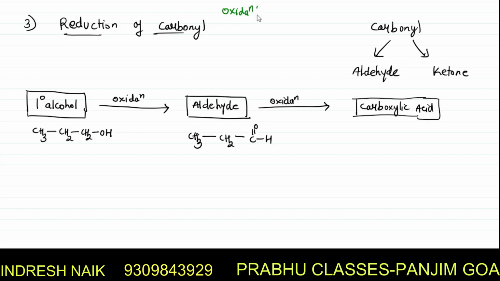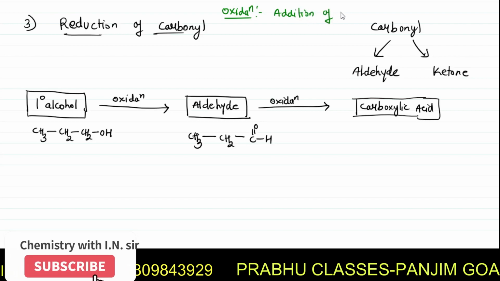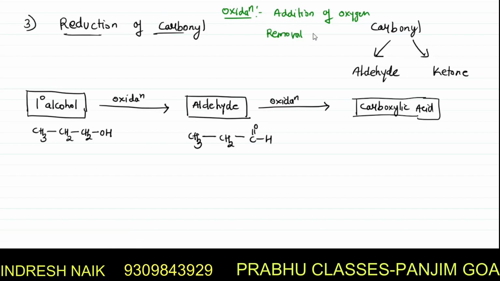I'll consider two definitions of oxidation. One is addition of oxygen, and the other is removal of hydrogen. There are more, but I am just focusing on these. So, removal of the hydrogen. If you see, there is a removal of the hydrogen, right? On this carbon there are two hydrogens, and on this carbon there is no hydrogen left, right? That's why this is an oxidation.